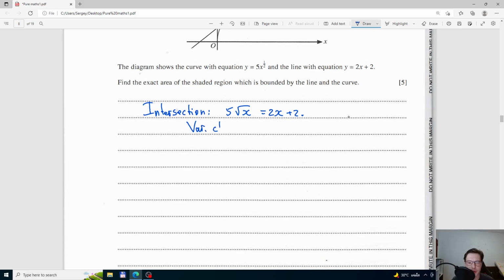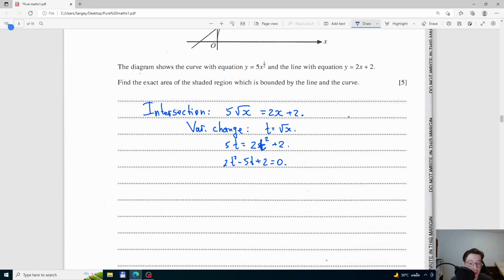I'm going to make a variable change straight away. And I will say that t equals the square root of x. That means 5t equals 2t squared plus 2. Okay, now let's make the quadratic equation out of this, and we get 2t squared minus 5t plus 2 equals 0.